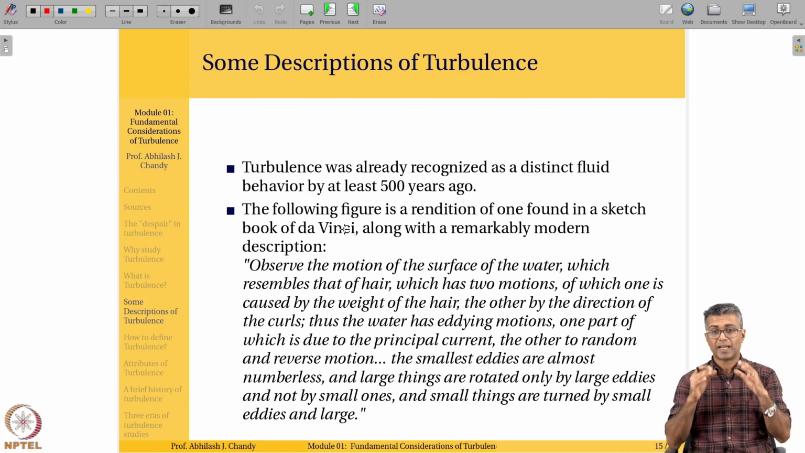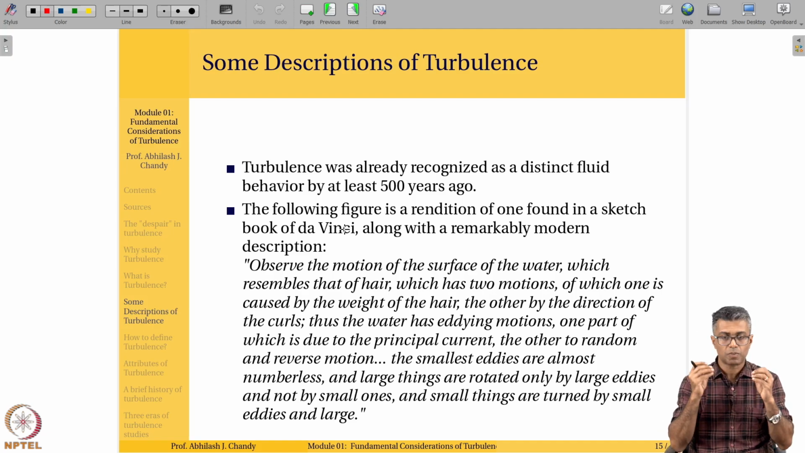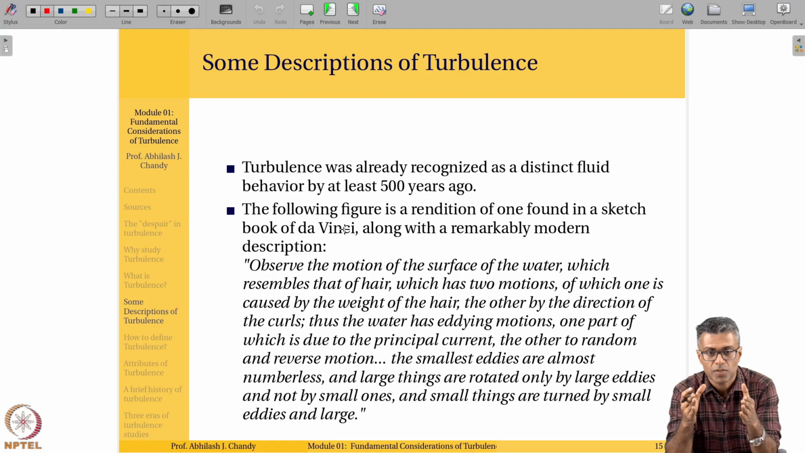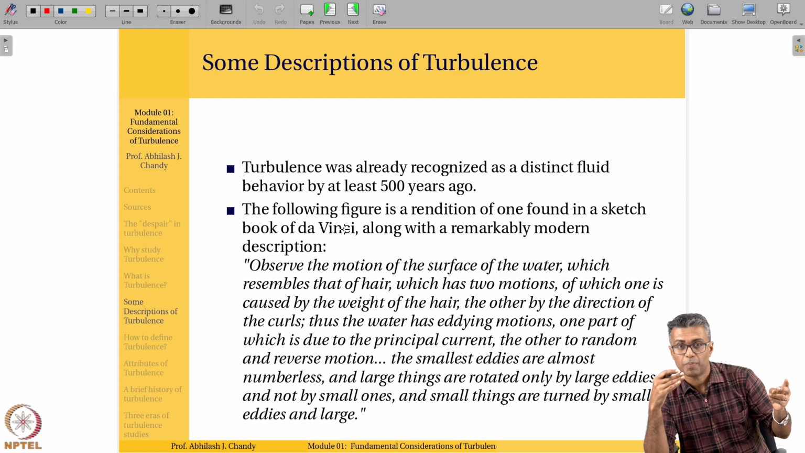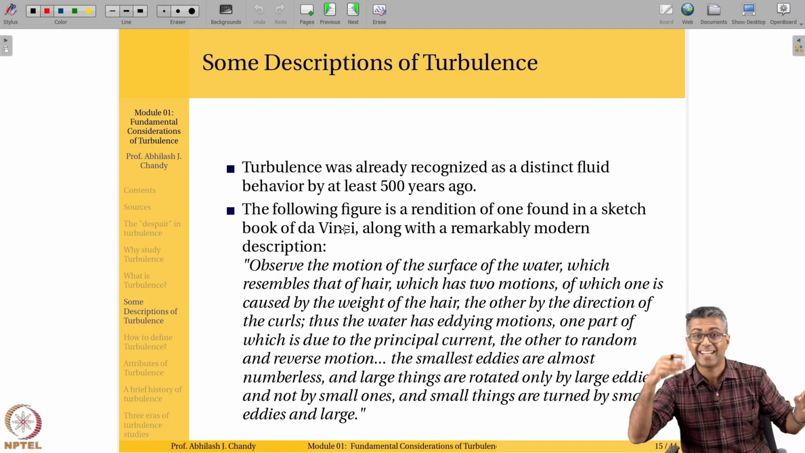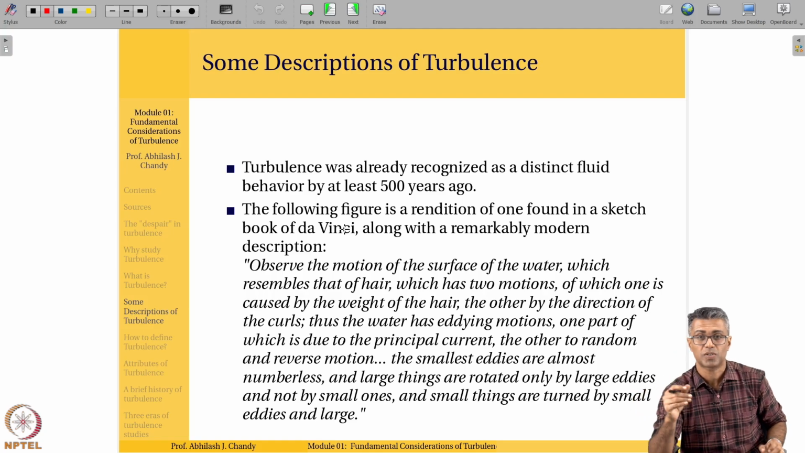Now, one can actually see this as a definition of turbulence. Obviously, Da Vinci was just putting down his observations of what he saw in the flow of water. But there's a lot of meaning in the sentences here. Two motions, one caused by the weight of the hair. So when he describes the hair, he talks about two motions. Then he moves on to describing the motion of water. Water has eddying motion. So one part of which is due to the principal current and the other part is due to the random and reverse motion. The smallest eddies are numberless and the large things are only rotated by the large eddies and not by the small ones.